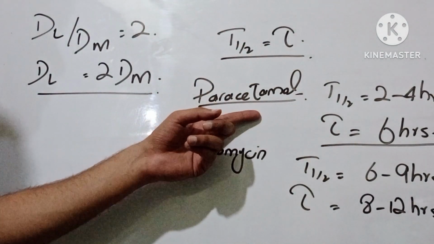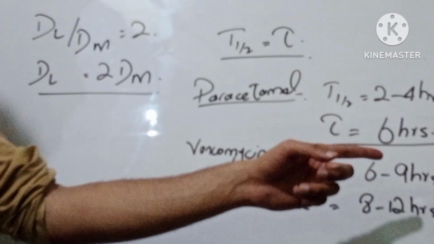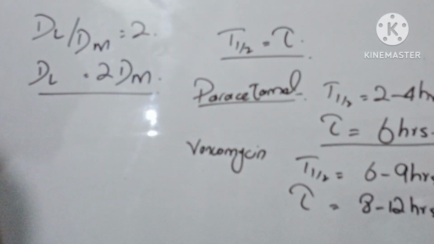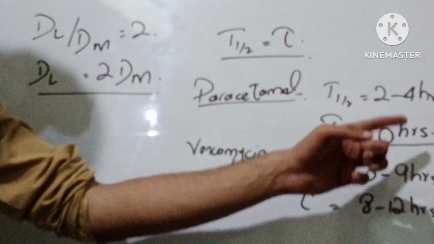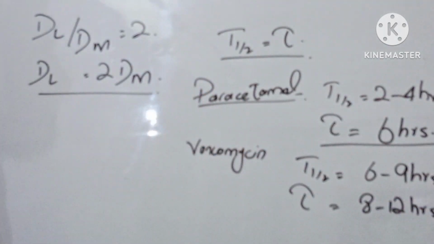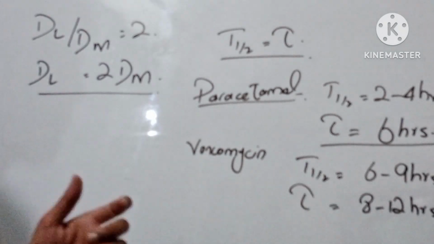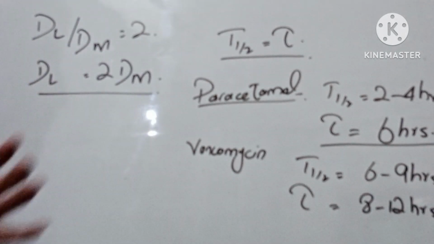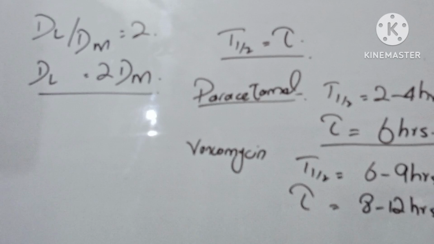In case of paracetamol, half-life is 2 to 4 hours. But taking the medication every 2 hours is difficult. So we set the dosing interval to 6 hours and set the dose of paracetamol as 1000 milligram. That is why the loading dose and maintenance dose of paracetamol are almost the same.